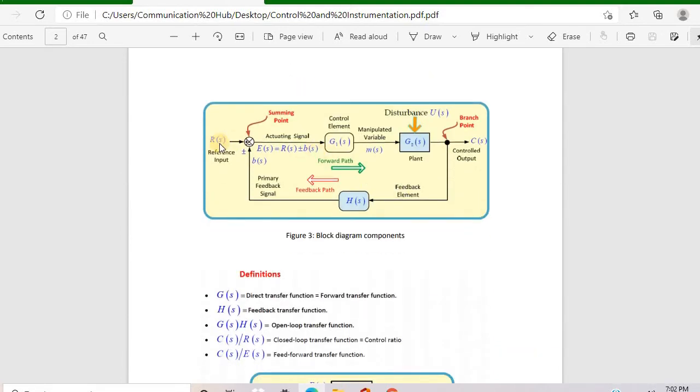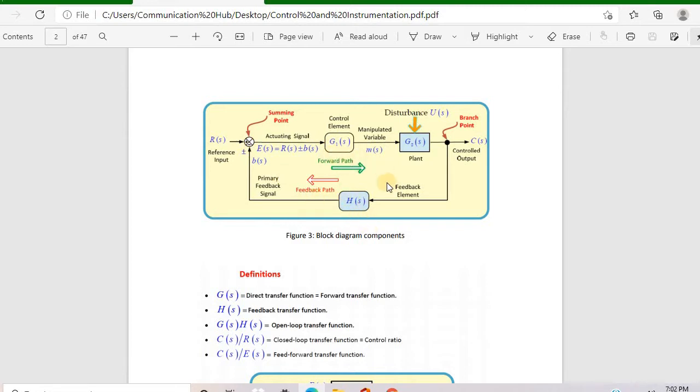This is a block diagram with input R of S and C of S as the output, and there is a feedback dynamics represented by H of S, and a controller dynamics represented by G1 of S, and the system or plant dynamics G2 with the disturbances as the input. If I start from R of S to C of S, it is known as the forward path. If I go back from the output to this junction, it is known as the feedback path.